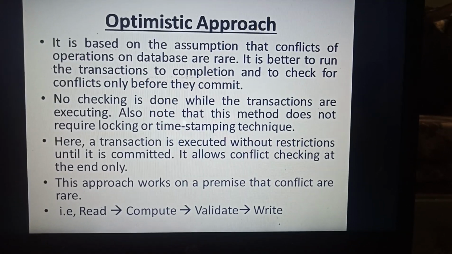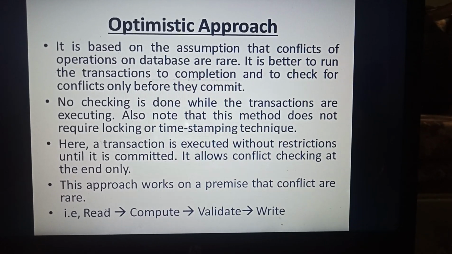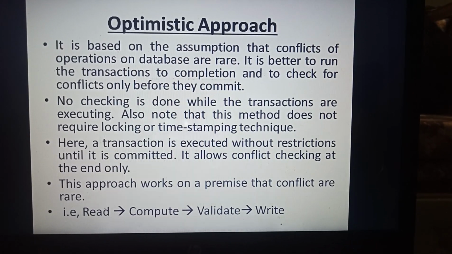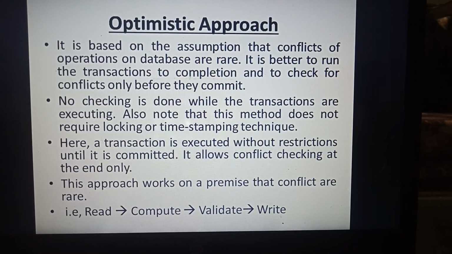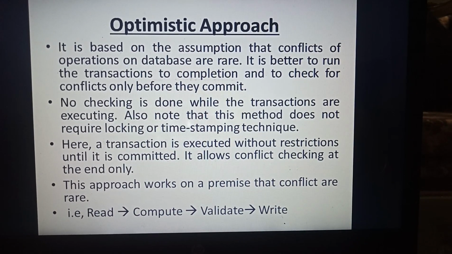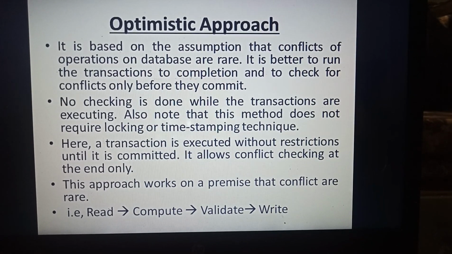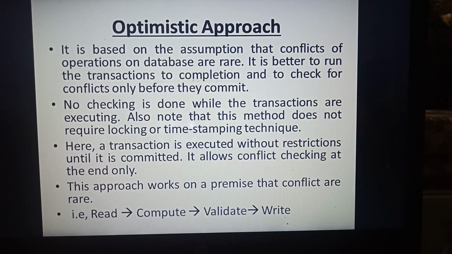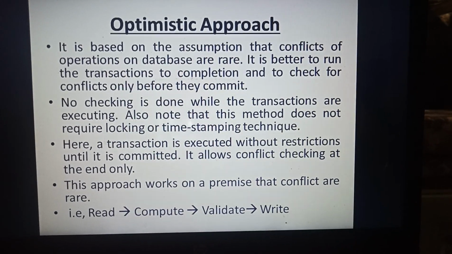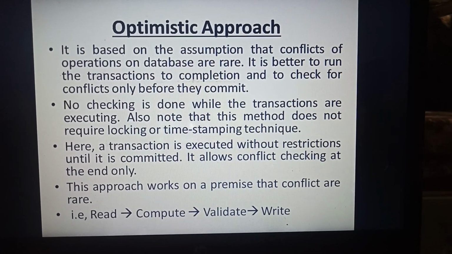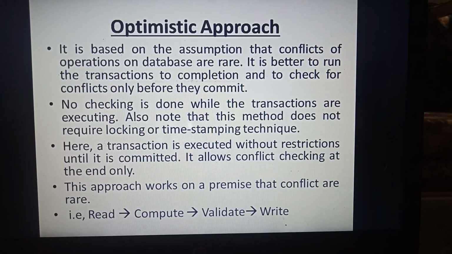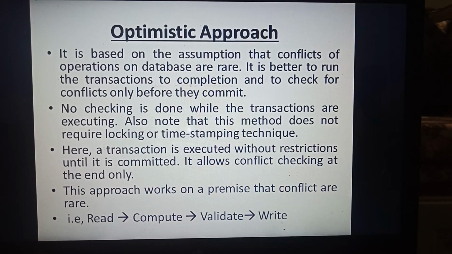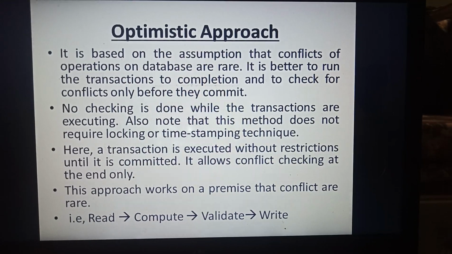Whereas the optimistic approach is based on the assumption that conflicts of operations on database are rare, and it is better to run the transactions to completion and to check for conflicts only before they commit. So in optimistic approach, it is assumed that the conflicts are very rare, so no checking is done while the transactions are executing. Also note that this method does not require locking or timestamping techniques. Here a transaction is executed without restrictions until it is committed, and it allows conflict checking at the end only.